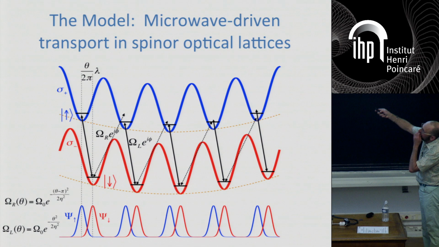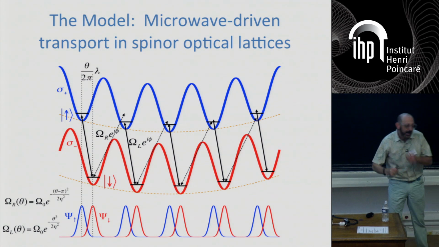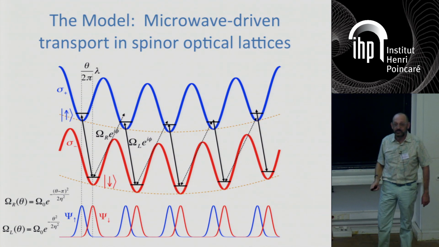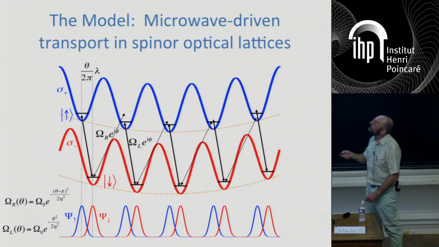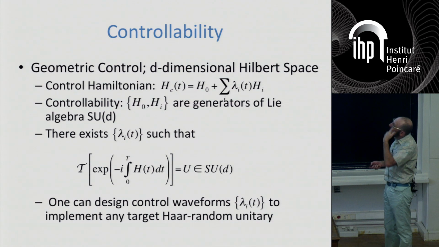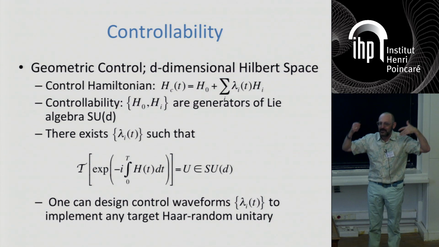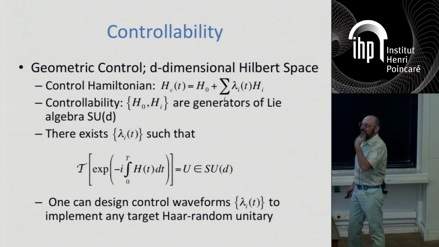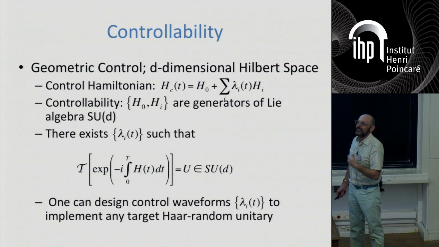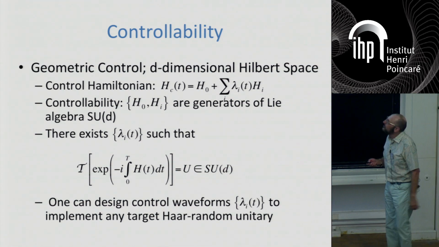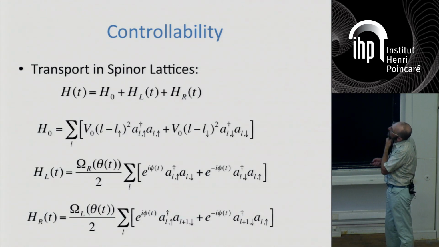This might be a hyperfine splitting of 10 gigahertz, and we have microwaves that flip spins up to spin down, and accompanying that, the atom hops, either to the left or to the right. Okay? So in this community, I don't need to tell you about the whole business about controllability. We need to ask ourselves whether we can generate the Lie algebra, in this case, SU(D) for a D-dimensional system. Okay, this is our Hamiltonian.